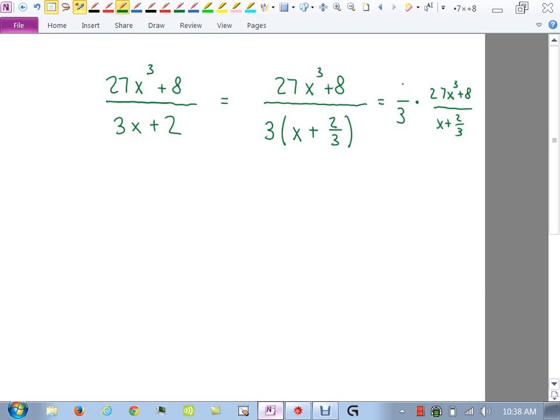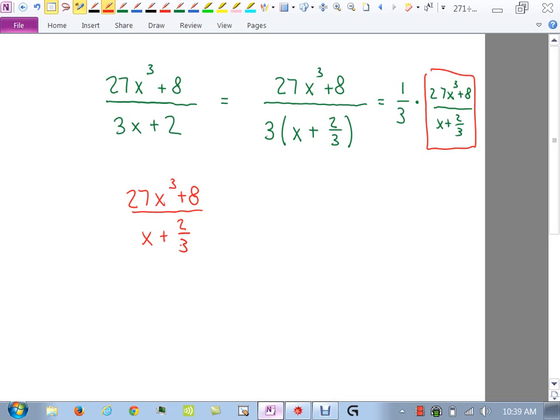Isn't that the same? A 3 down here, if I make it like a 1/3 out in front of that thing, that's the same? So that 1 would go across the top, wouldn't change anything. The 3 would go across the bottom, it would turn into that. So I've got the same thing up there, don't I? So this, in the red here, 27x cubed plus 8 over x plus 2/3, that's something that I can do synthetic division on.